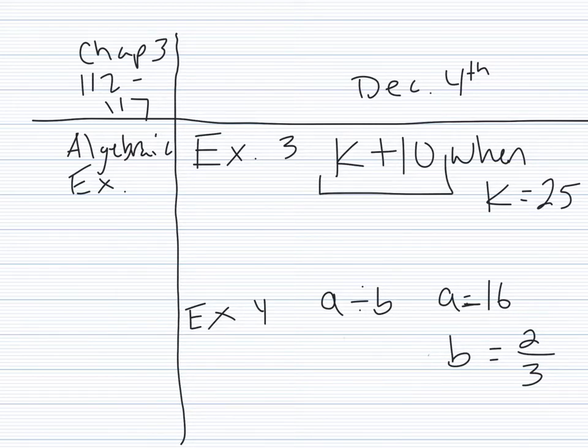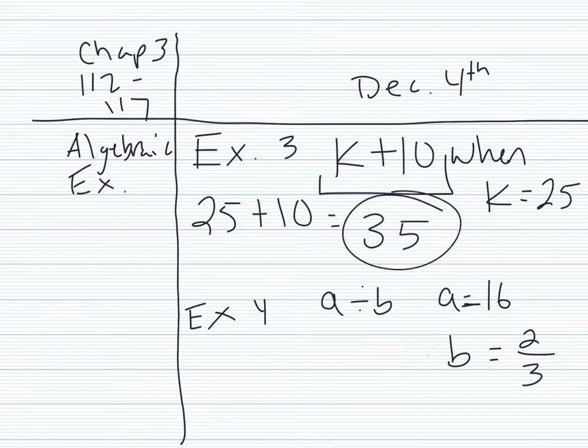25. So all we're going to do is substitute 25 in for k, and our problem is now this, 25 plus 10. Once we substitute that number in, then we just go ahead and add, and 25 plus 10 equals 35, and that would be our final answer.